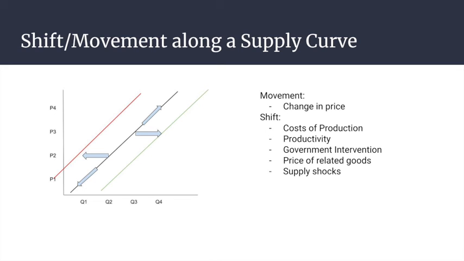And the final one is supply shocks. Supply shocks often relate to natural disasters or some kind of conflicts. So whether it is an earthquake, most of the factories or most of the firms are going to be affected in some way or another, and therefore their supply is going to decrease, moving leftwards.